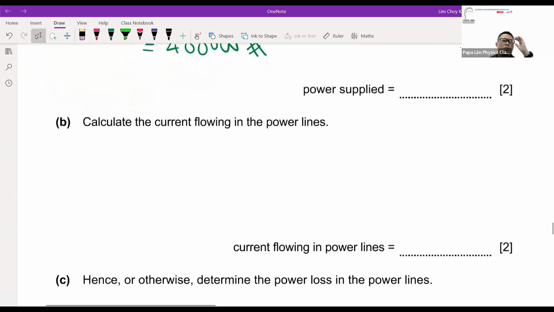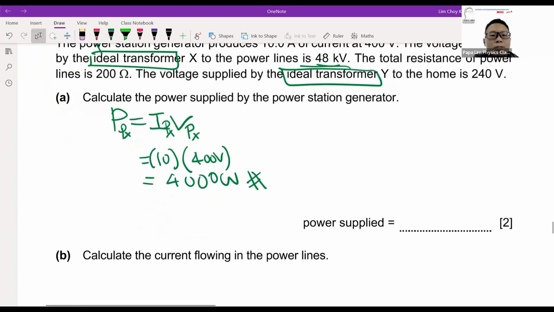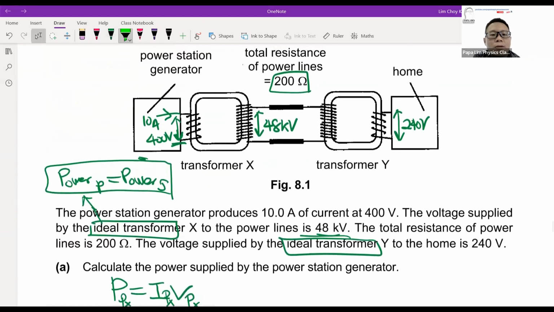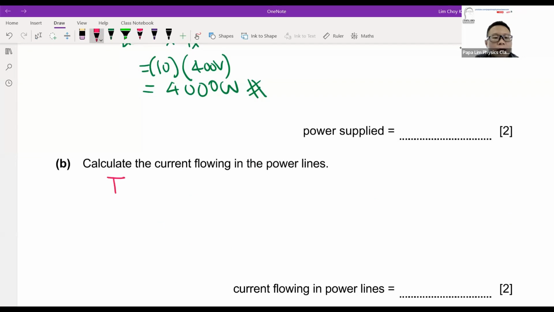Now, calculate the current flow in the power line. Where's the power line? The power line is here. When we say current flow in the power line, it means this. The current in the power line is also the secondary current of X. So the question is indirectly asking you to calculate the current in the secondary coil for transformer X. You can use the formula IS equal to IP times VP over VS.